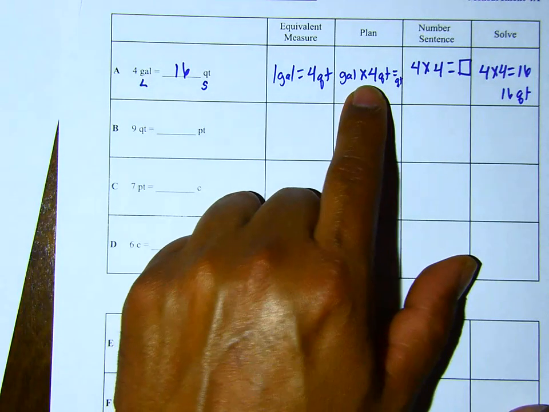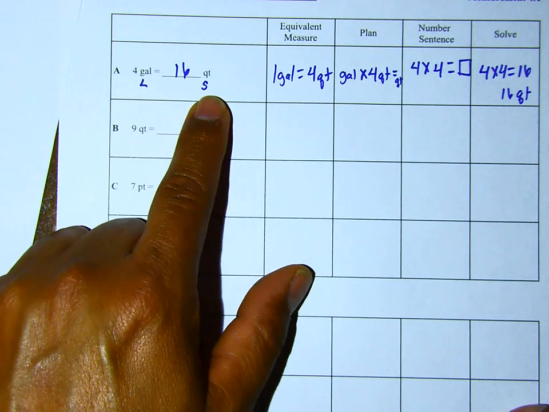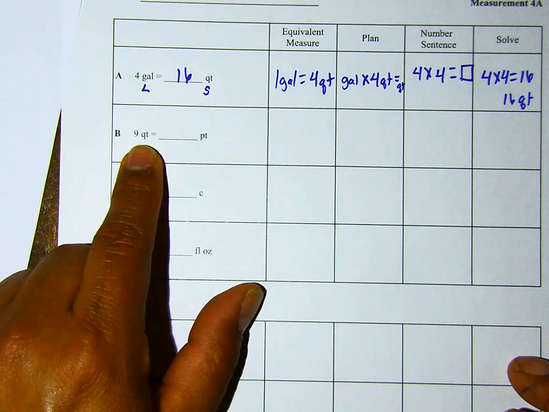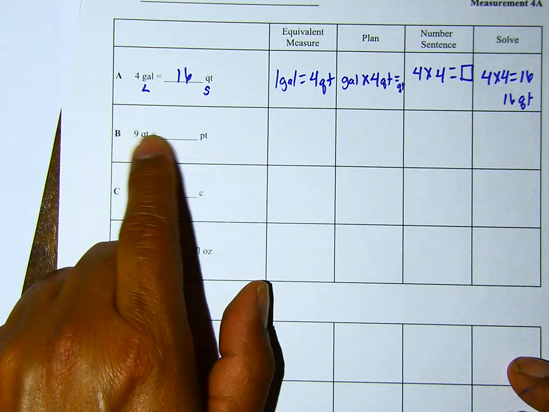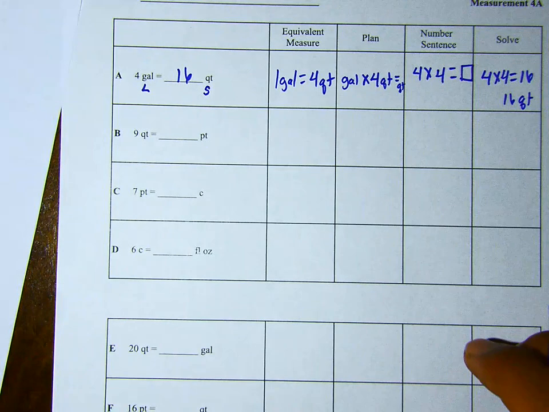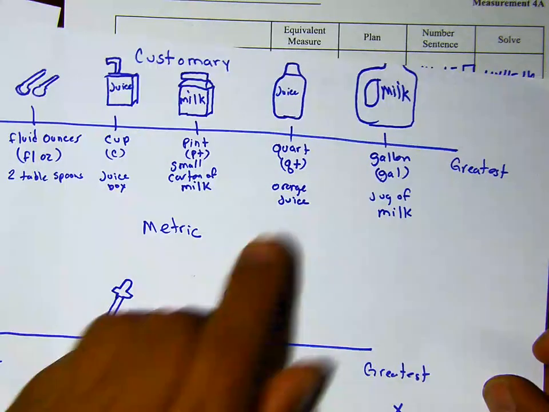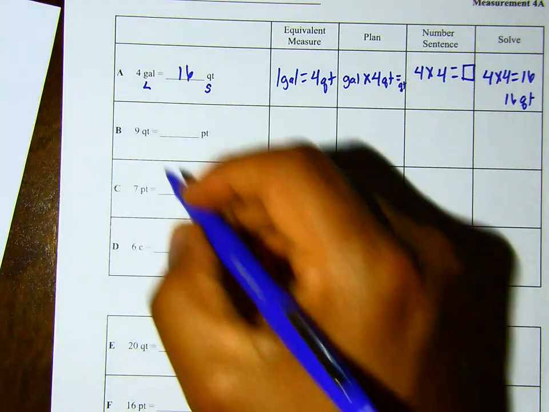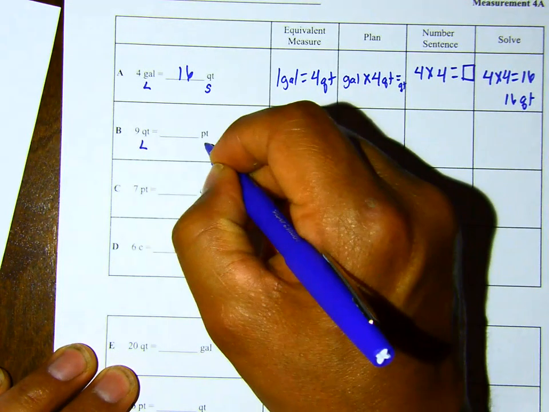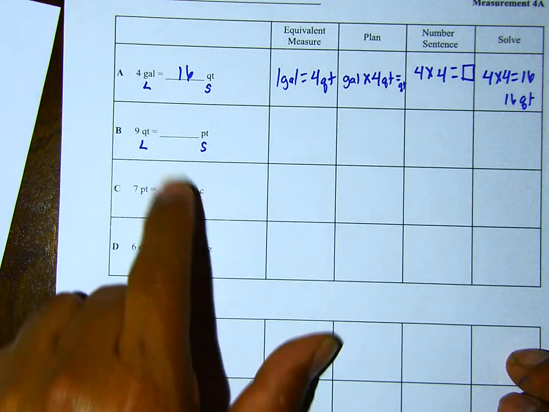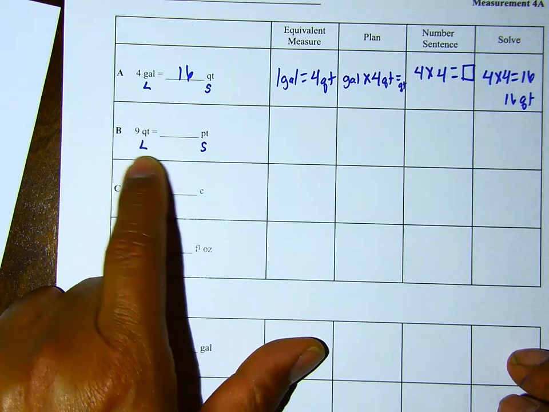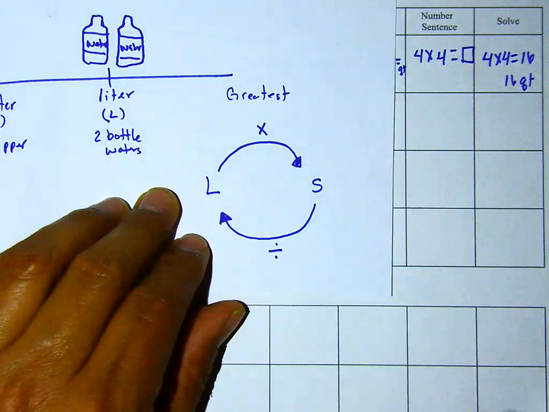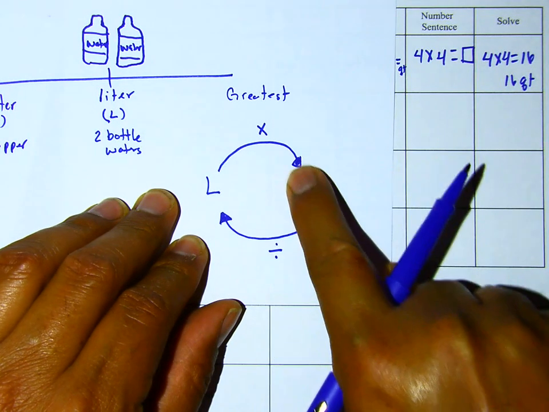All we have to do is multiply because we're going from a larger unit of measure to a smaller unit of measure. We multiply. So look here, 9 quarts, I'm sorry, equals how many pints? So I know that quarts are larger than pints. So pints is a small unit of measure. So we're going from some large unit of measure to a smaller unit of measure. So I know I'm going to multiply.